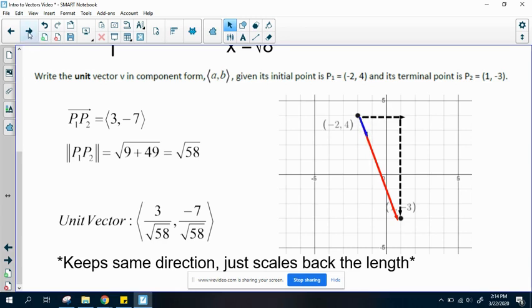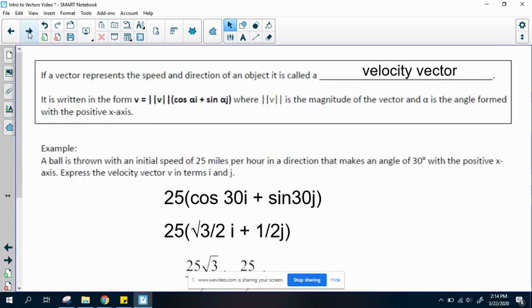Okay, a few more things about vectors. Vectors can be used for a lot of different things. One of them is to indicate velocity. So a velocity vector is, and it doesn't matter if it's velocity or, you'll see the next one is force, but all of these vectors can be written like this.